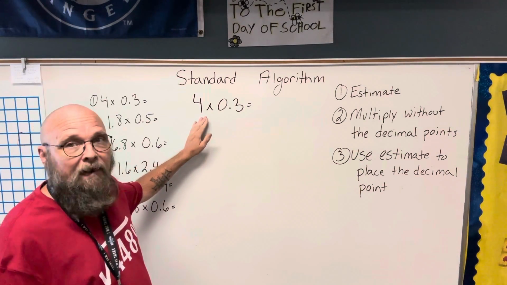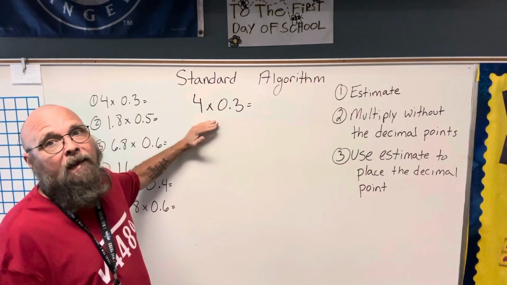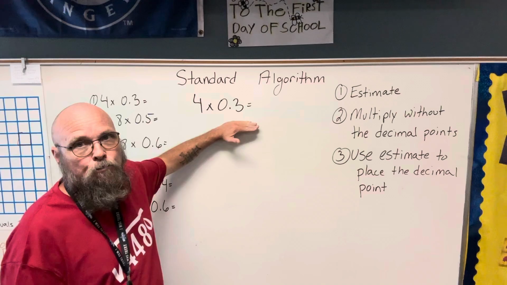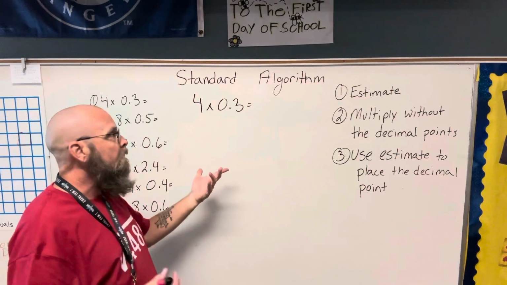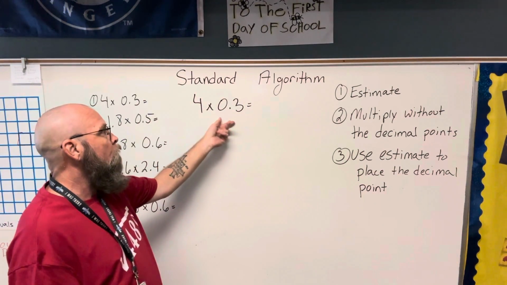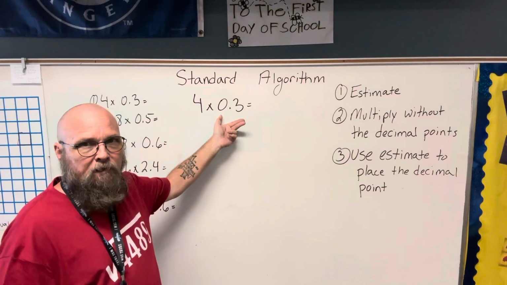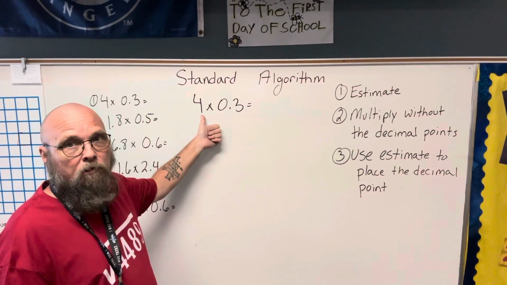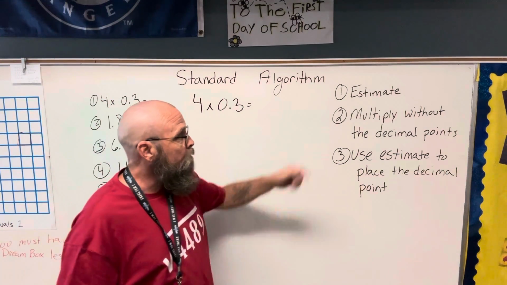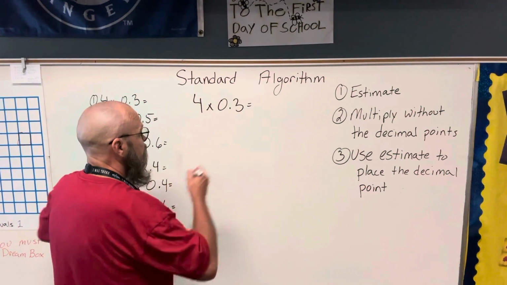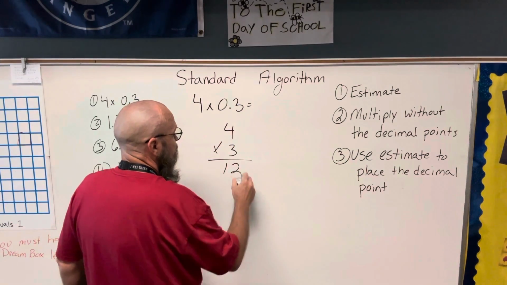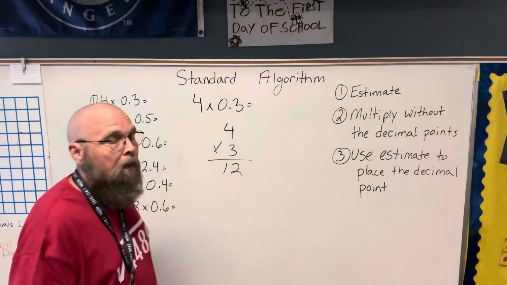So when I'm looking at my estimate, I know my actual answer is going to be less than 2. That's my estimate because I'm multiplying 4 by less than half of it. If you multiply by less than 1, my number is going to get smaller. So then step 2 is multiply without the decimal points. So then I just have 4 times 3, and I get 12.